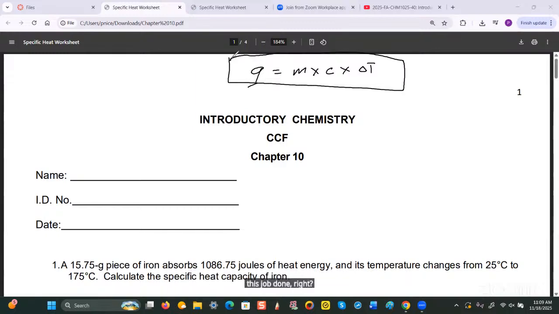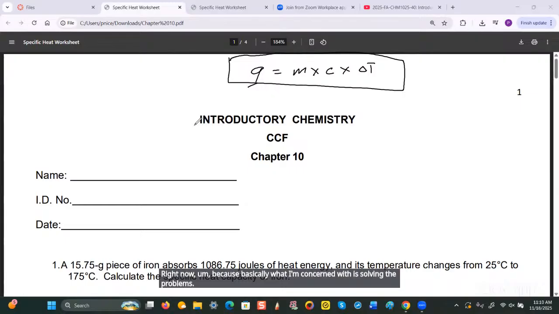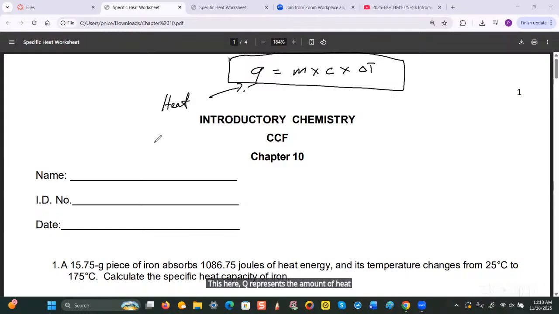So if you watch the videos, they talk about the definitions of heat and energy and all that. I won't go into all that right now, because basically what I'm concerned with is solving the problems provided in this assignment. And the main equation you're going to use for solving all the problems here will be this right here. So let me remind you of what these different terms represent. This here, Q, represents the amount of heat that is added or lost by a substance. M is the mass.